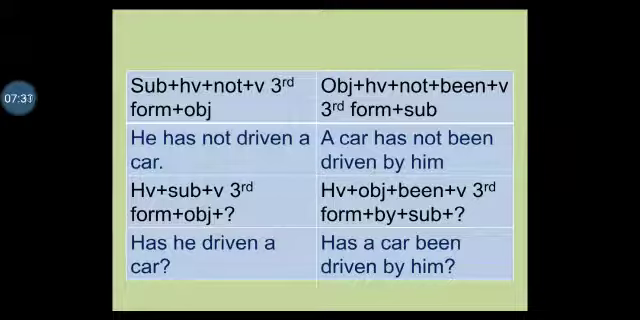In the interrogative sentences, helping verb plus subject plus verb third form plus object plus question mark. Has he driven a car? Question mark. In passive voice, helping verb plus object plus been plus verb third form plus by plus subject plus question mark. Has a car been driven by him?